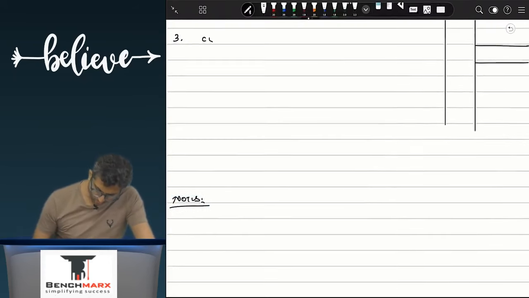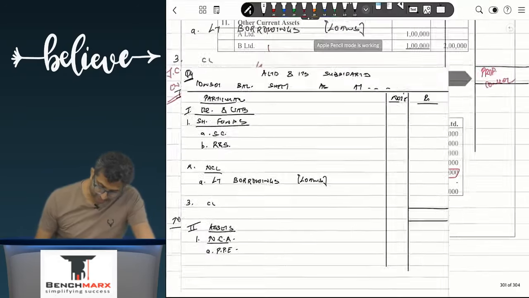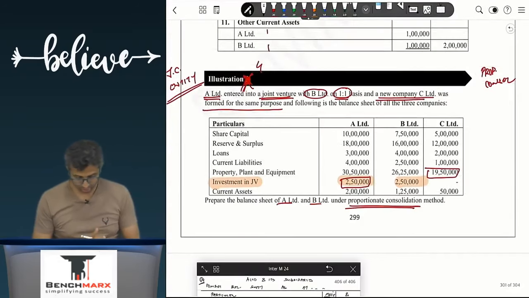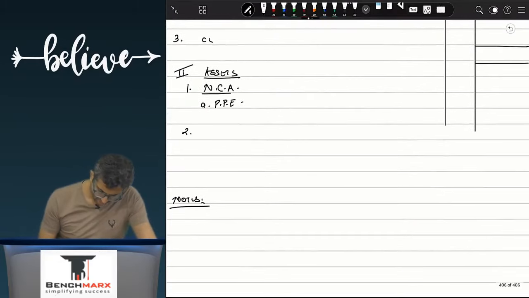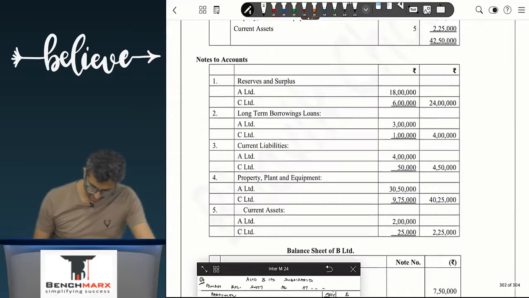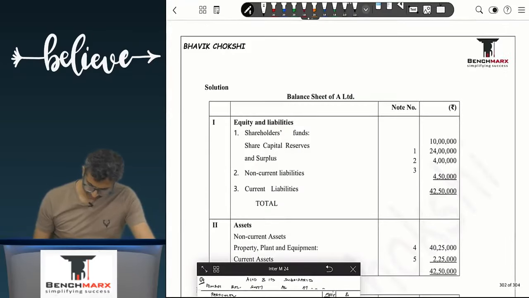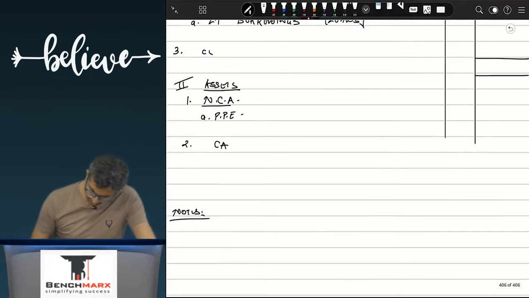Then you go to sub point 2, which is assets. Is PP given? Then there is investment as well, but the point is, will the investment appear? No. And then there is current assets. Point 2, there is current assets. Now you will try to prepare the notes.